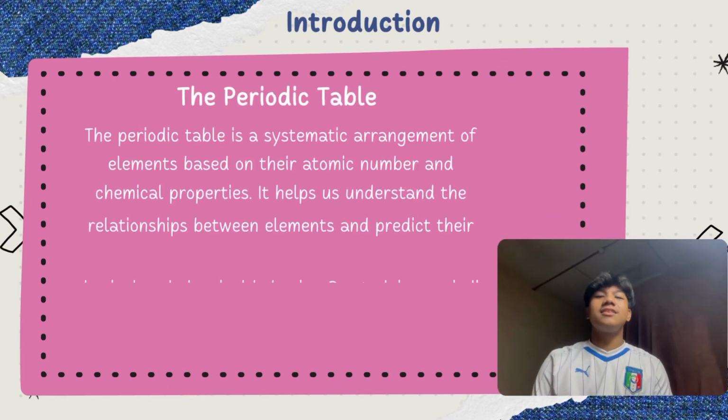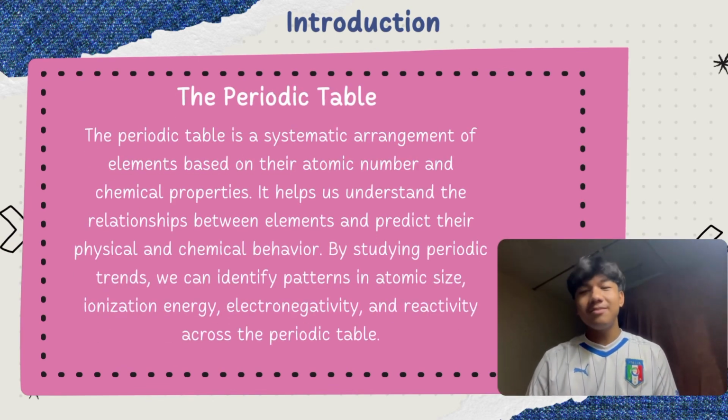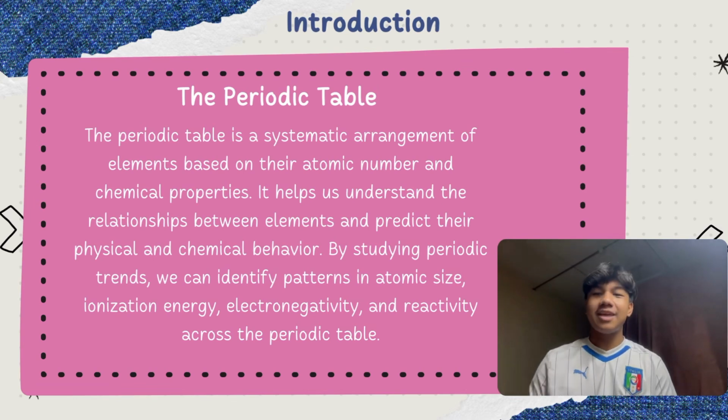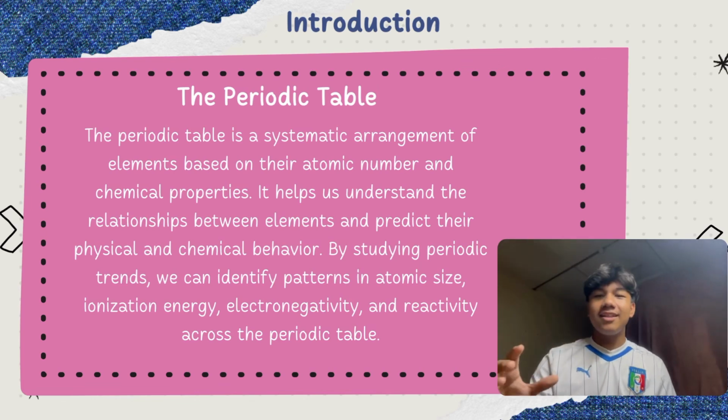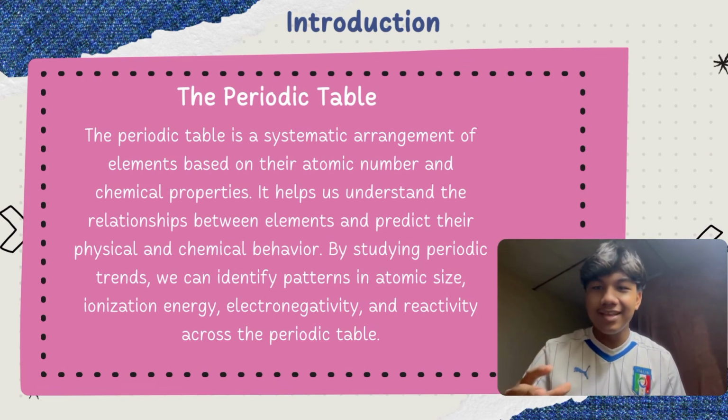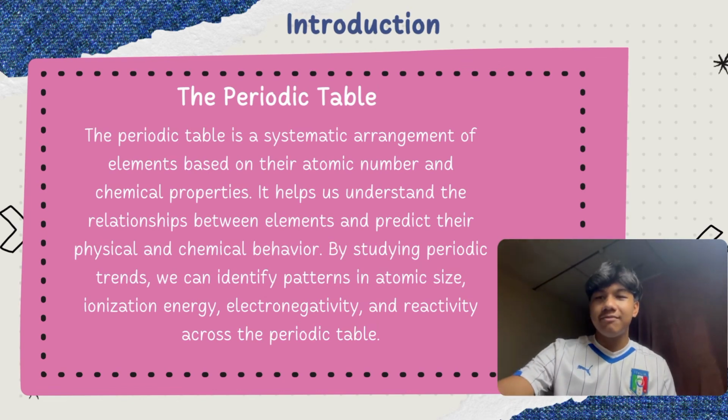The periodic table is a systematic arrangement of elements based on their atomic number and chemical properties. It helps us understand the relationship between elements and predict their physical and chemical behavior. By studying periodic trends, we can identify patterns in atomic size, ionization energy, electronegativity, and reactivity across the periodic table.